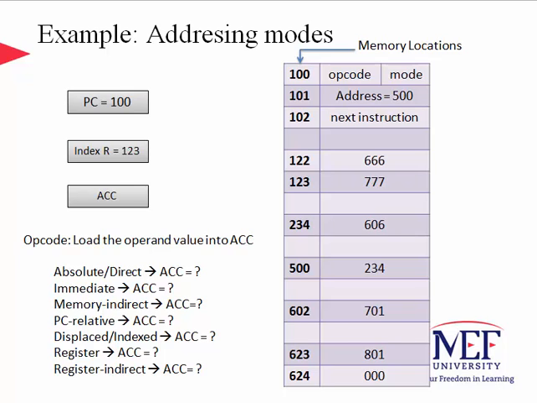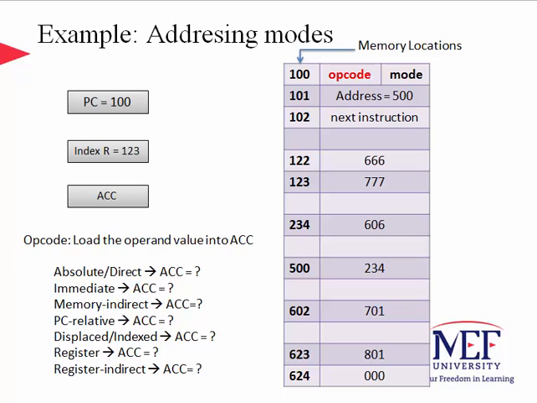So let's consider an example to fully understand the addressing modes. Consider the memory shown to the right of this slide. The memory locations are shown in bold, and the locations 100 and 101 hold the instruction that is stored as 2 words. So the program counter is set to 100, so we can start fetching the instruction from the correct position in the memory. There's an index register called R, which holds the value 123, and there's also an accumulator register. Let us say the opcode of the instruction is assumed to be loading the operand into the ACC, and depending on the addressing mode, different values can be loaded into ACC. The ACC is, by the way, the accumulator register.